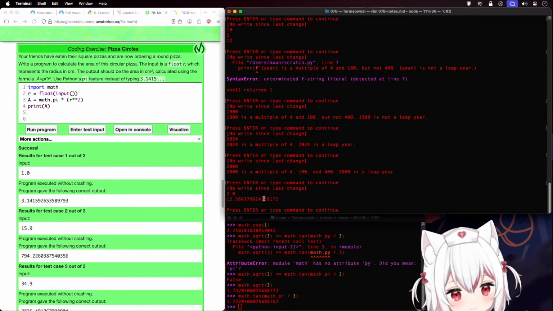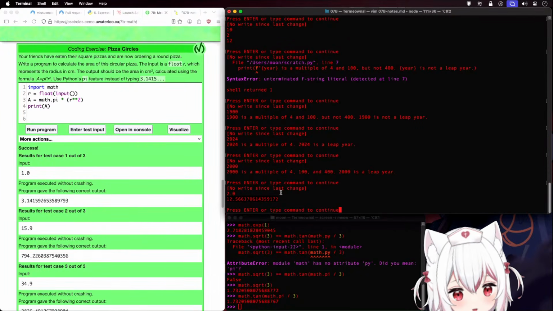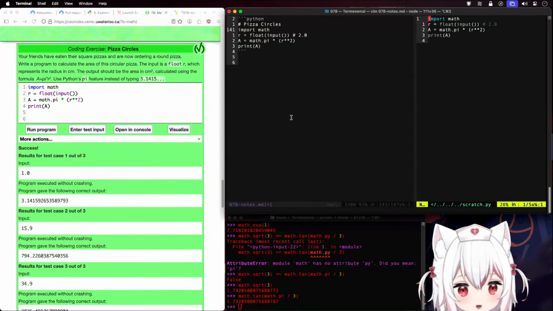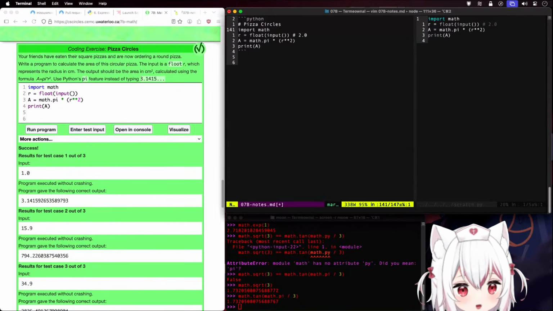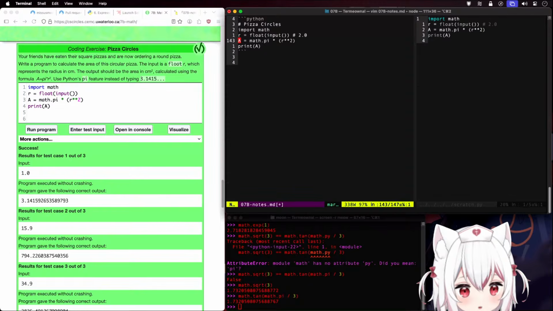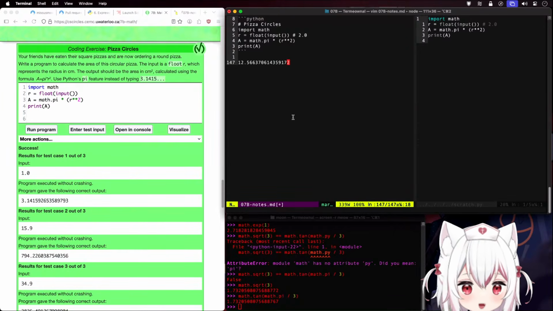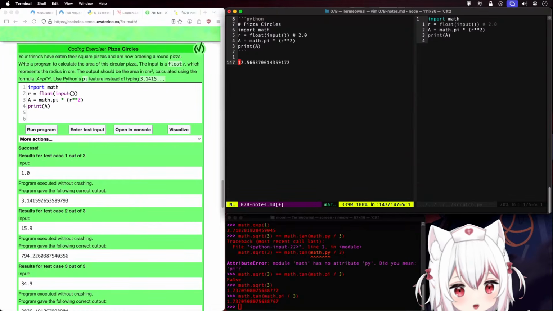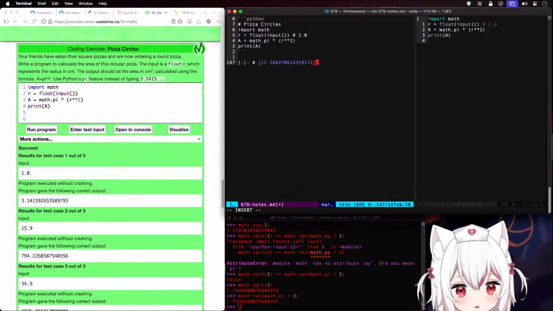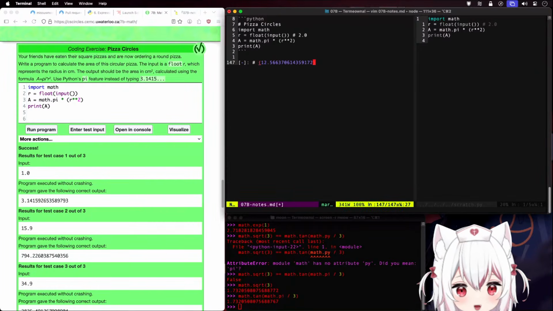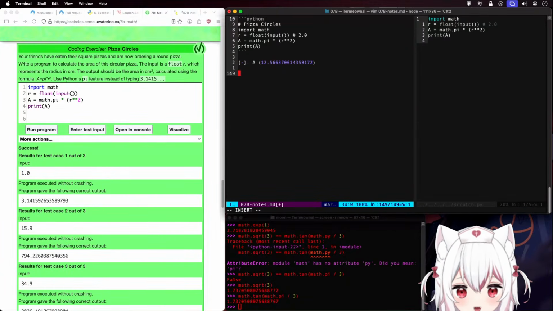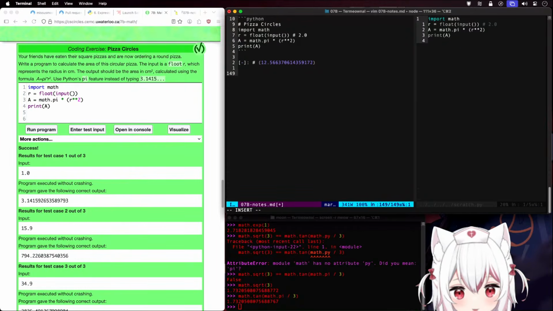Oh, this number. No, that's not what I wanted to do. This is what I wanted to do. Does this make sense? 2 squared is 4. 4 times 3 is 12. So, yeah, this looks about right.